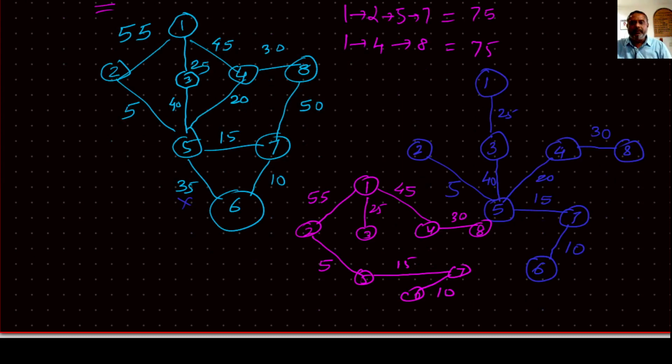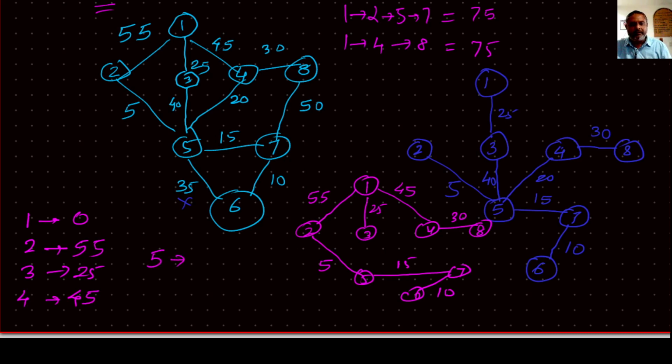So if you look at it, 1 is, from where you are counting, so it is 0. 2 is 55 units away. 3 is 25 units away. 4 is 45 units away.